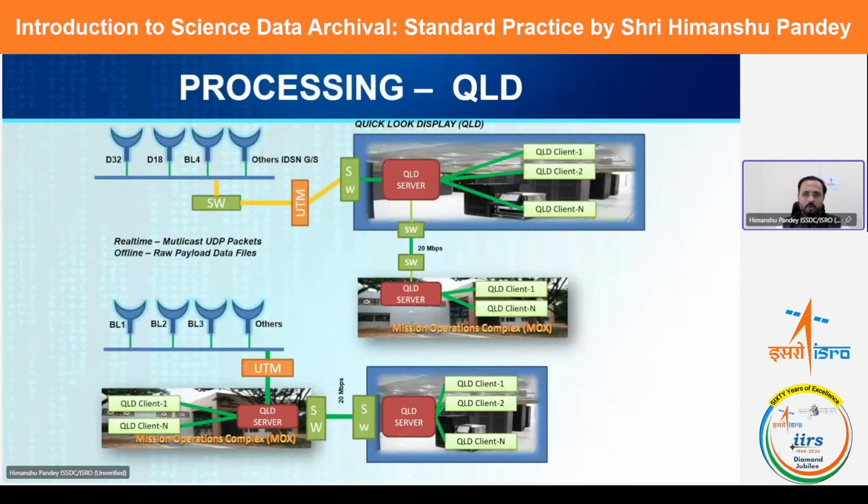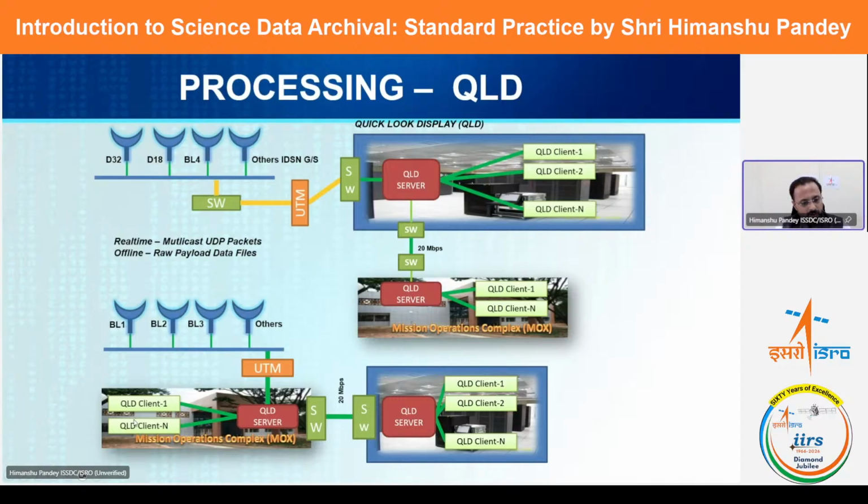Okay. So now coming to the quick look display. When we see quick look displays, suppose data comes from different stations and other stations, it will come through our switch here, and then we have quick look servers and quick look lines. Immediate data would be displayed, and finally one link will also go to the mission operations complex where it will be displayed. There are some ground stations which are near the mission operations complex, where it will be displayed directly and sent to the mission operations complex, and then it will come here. So it goes both sides.